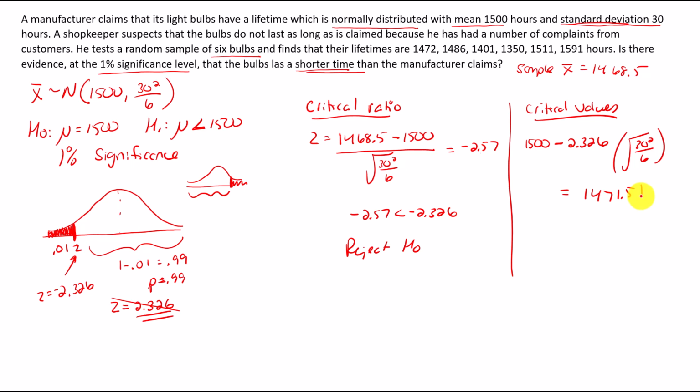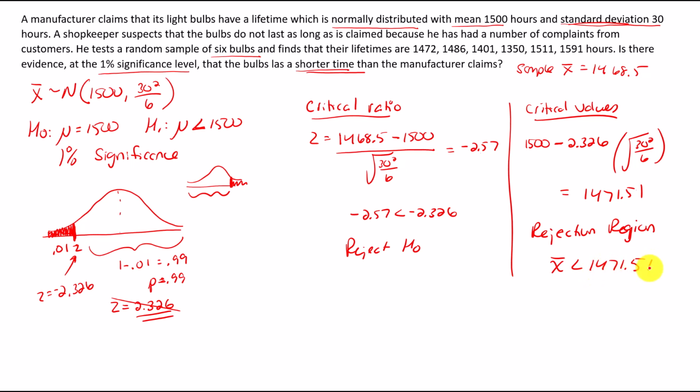1471.51. So what this means, and if you were ever to find the rejection region, you would have to do it this way, which is why you need to know how to do critical values. Because if they said find the rejection region, this is it. You have to do it this way. But our rejection region, since we're going less than, is if the sample mean is less than 1,471.51, then I would reject the null.